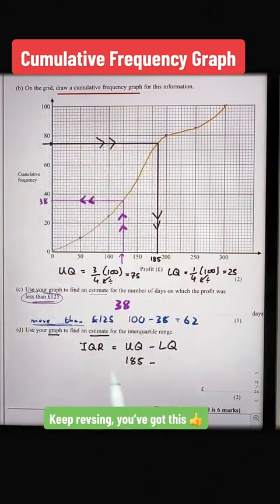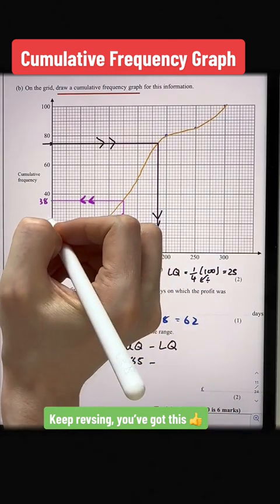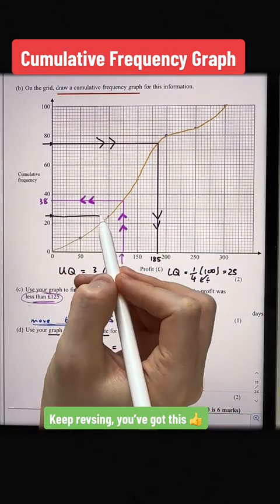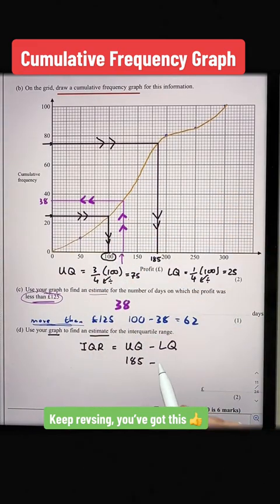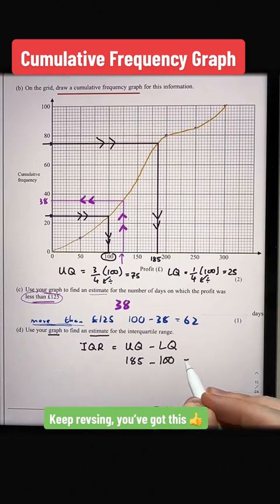Looking at my cumulative frequency scale, I go up to 25, read across to my cumulative frequency curve, and come down to my profit. It worked out to be approximately 100. So therefore, I've got 185 subtract 100. Hence, my interquartile range is 85.